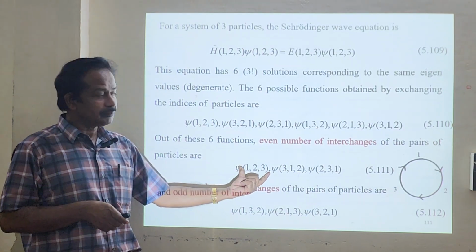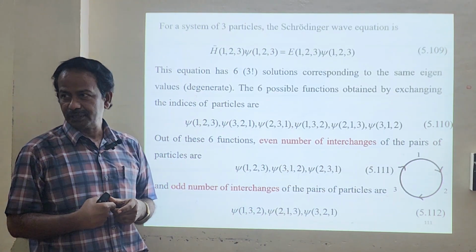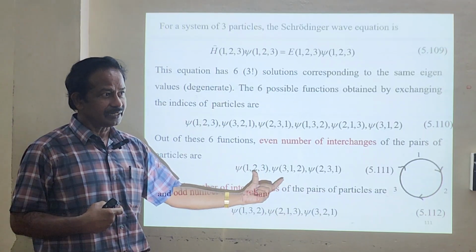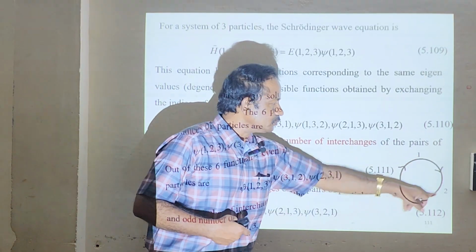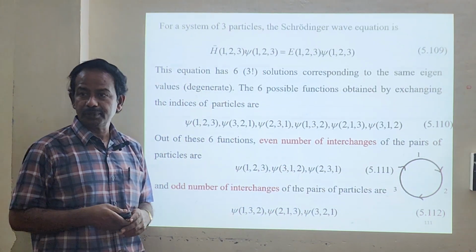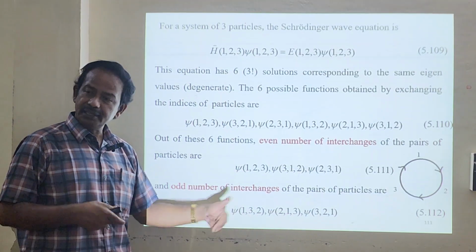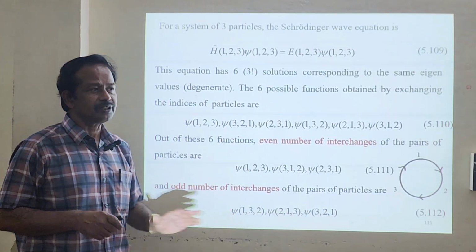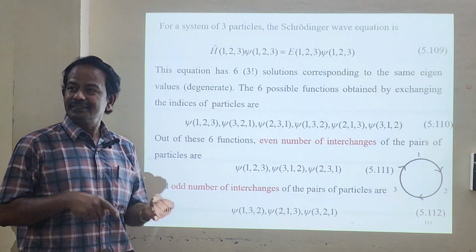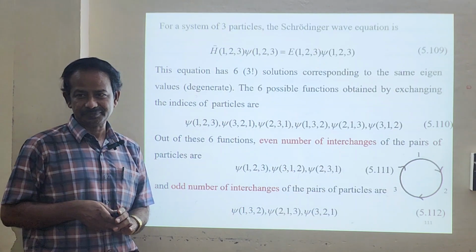How do we find out the even number of interchanges? It has to follow the complete cyclic permutations. Okay, so there are 3 numbers. Cyclic permutations, exactly like 1, 2, 3, 2, 3, 1, 3, 1, 2. So they are all even number of interchanges, and the remaining ones are odd. So this minus this will give you the antisymmetric wave function. This is the way that we can construct symmetric and antisymmetric wave functions from the unsymmetrized wave function.